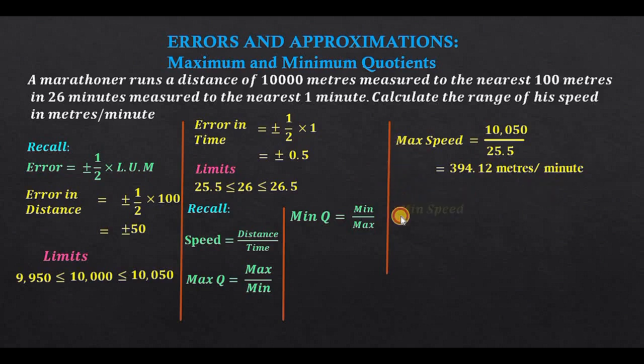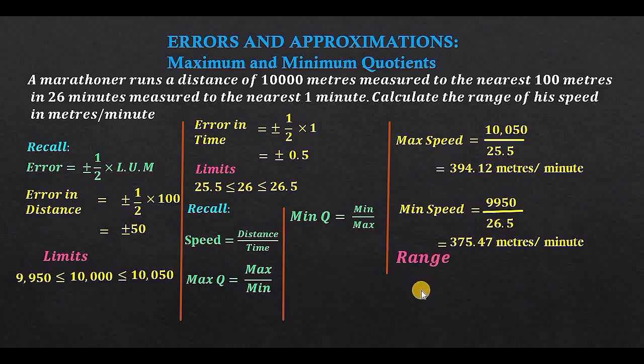Again, we can also determine the minimum speed, and for minimum speed we are going to have minimum distance over maximum time, and minimum distance is the lower limit here, and that is 9,950 all over the maximum time, and the maximum time is 26.5. When you divide, we are going to have 375.47 meters per minute.